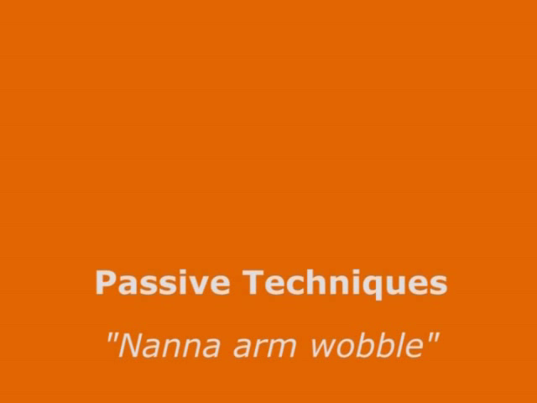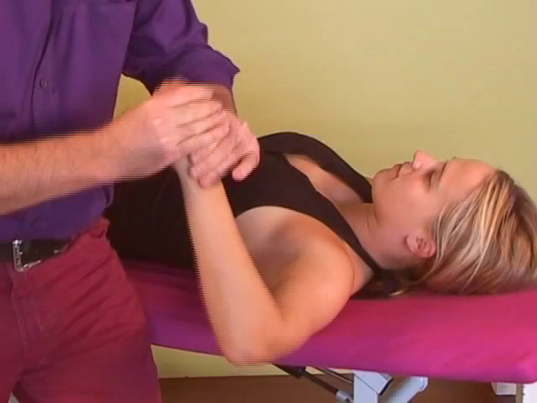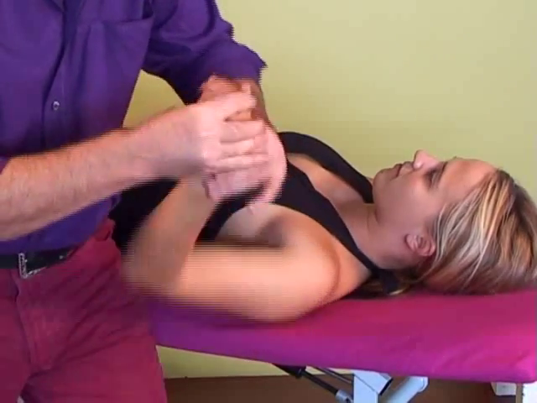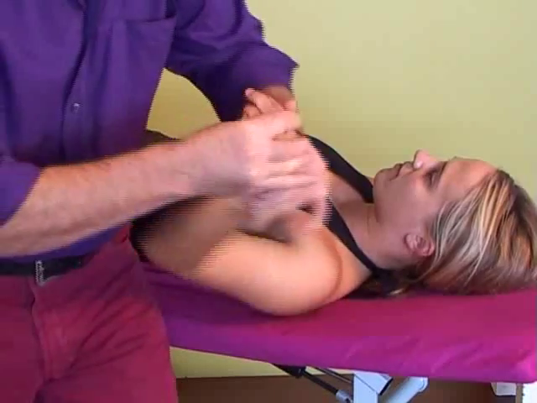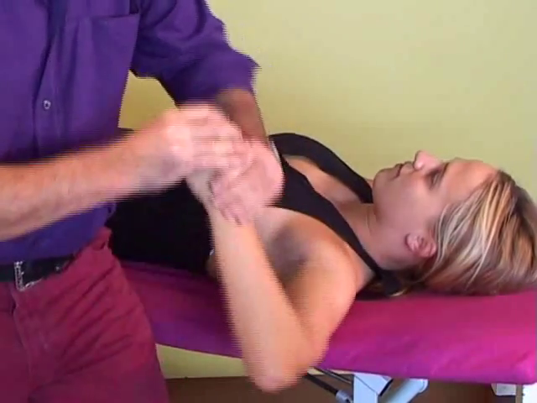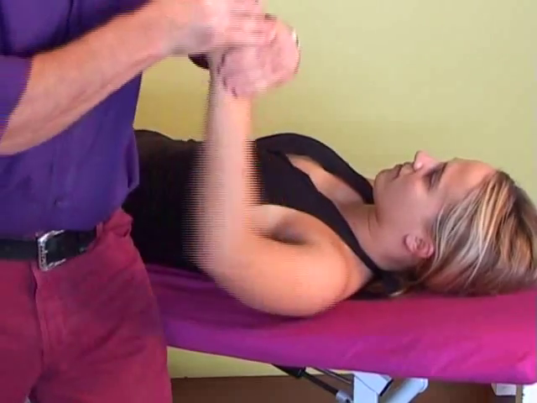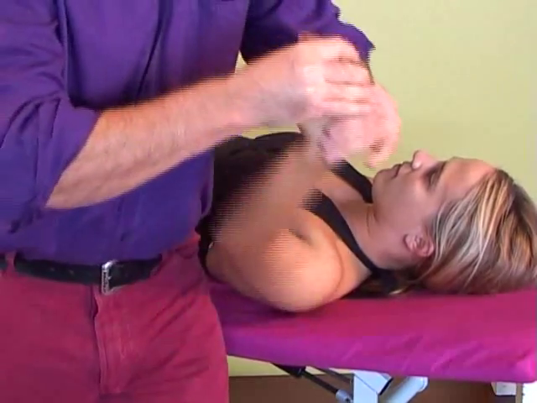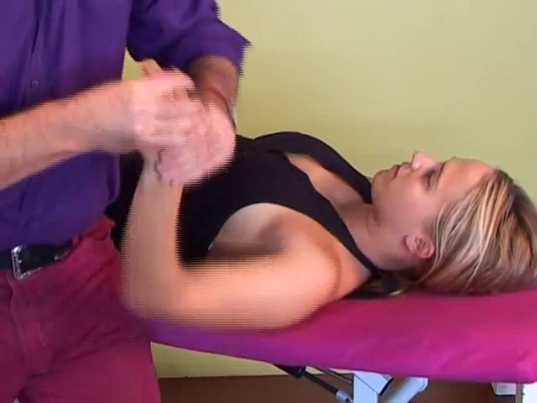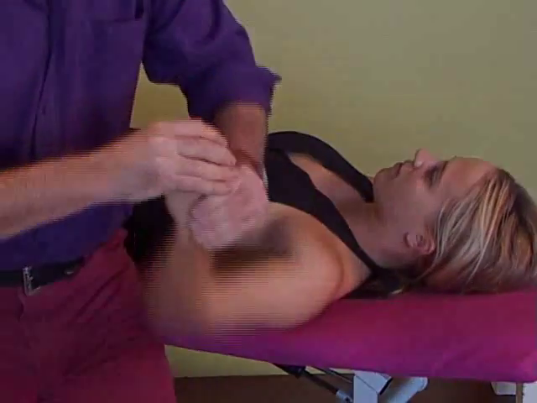Passive techniques. We call this the nana arm wobble. Here I'm encouraging Claire's shoulder elevation, trying to get her to relax and let the arm flop, exploring different positions, and you can note that as the arm elevates, if it's flopping, the wrist can also flex. It's a slider technique.